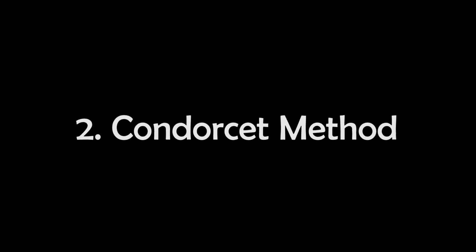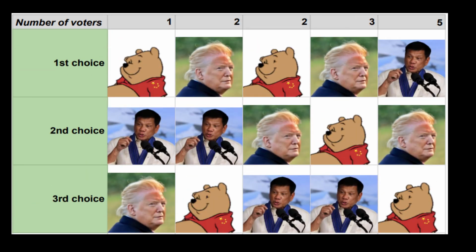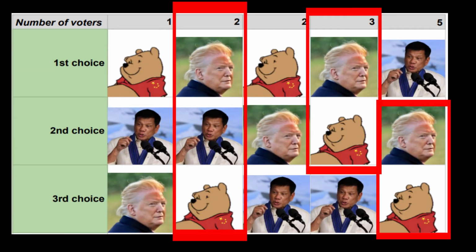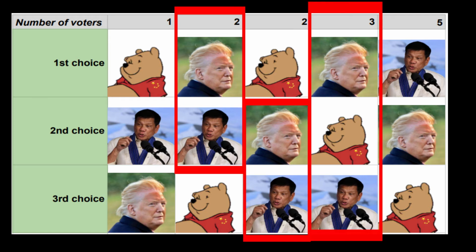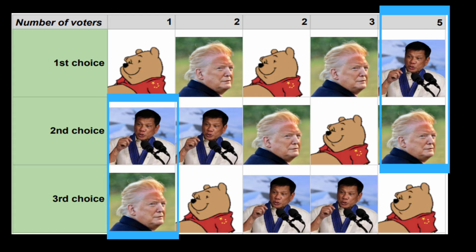Next, we have the Condorcet method. In the Condorcet method, we choose the winner if he, she, or it beats all the other candidates one-on-one based on the preference ballots. The winner in this election is Trump because Trump against Pooh wins 2 plus 3 plus 5 times, meaning he won 10 times against Pooh as compared to Pooh only being voted over Trump a total of 3 times. Trump also wins against Duterte 7 times, whereas Duterte was above Trump by only 6 times.